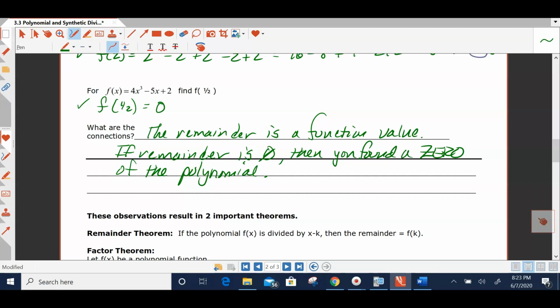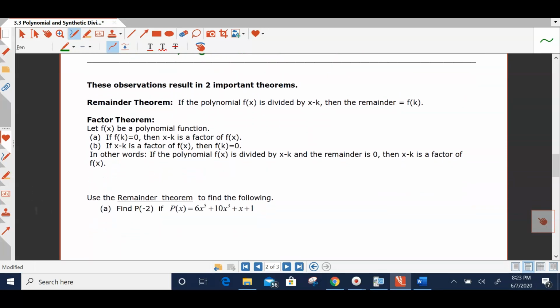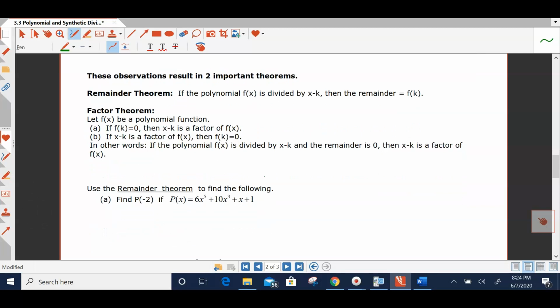So very interesting connections that lead us to these two important theorems. The factor theorem says you've got a polynomial f of x, and if f of k, like f of 1/2, is equal to 0, then x minus k is a factor. So x minus 1/2 would have been a factor of that polynomial function. And then we can go backwards and say, if x minus k is a factor, then f of k is equal to 0. These are basically saying the same thing.